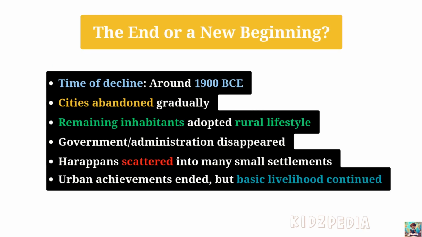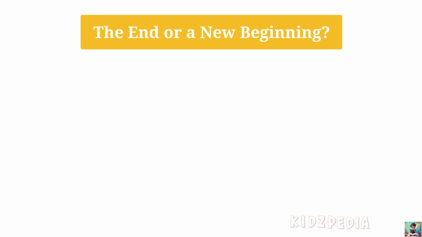Around 1900 BCE, the Indus Sarasvatī, that is Harappan civilization, began to decline. Cities were abandoned one by one. Some people stayed but switched to rural life, that is farming in small villages. The earlier government or city administration seems to have disappeared. Eventually, the Harappans scattered into hundreds or thousands of small settlements. Even though the urban civilization ended, people continued farming, trading and living in smaller communities.